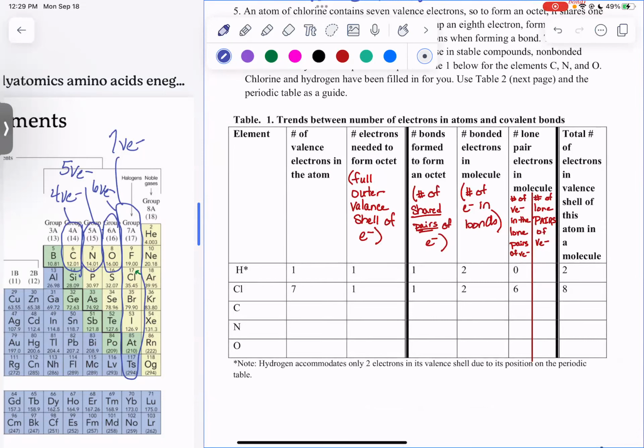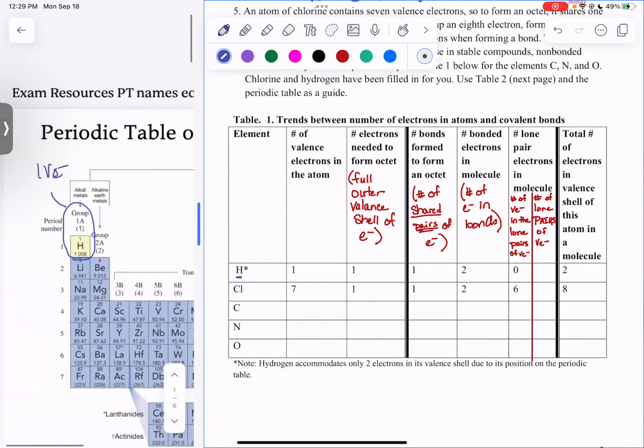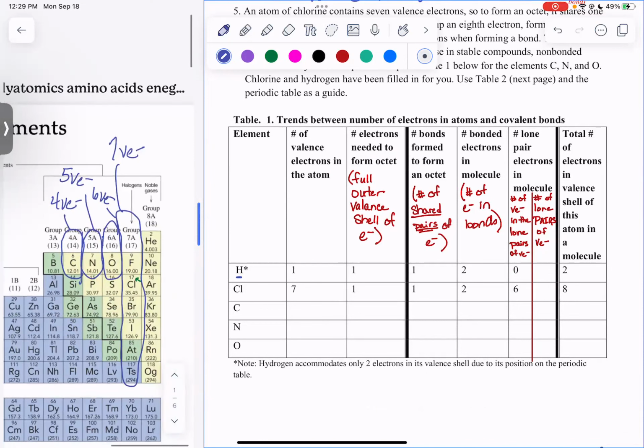So it's kind of important to be able to look at the periodic table and to identify trends that are happening. So let's look at the different elements in this table. So first we have element hydrogen. How many valence electrons are in hydrogen? We already said that. We have 1 valence electron. How many more electrons does hydrogen need to fill its octet? And now I don't like the word octet. I like to say a full outer valence shell of electrons, because then that could be the 2 that hydrogen would be happy with, because it fills that first principal energy level. So it only needs 1 more.